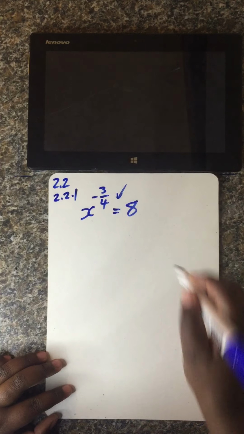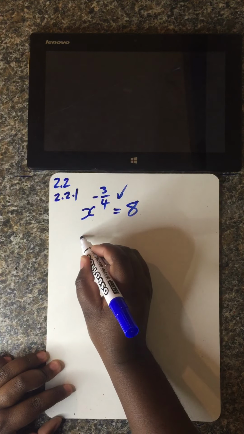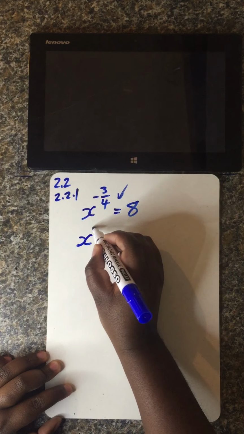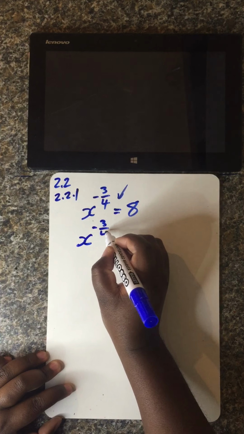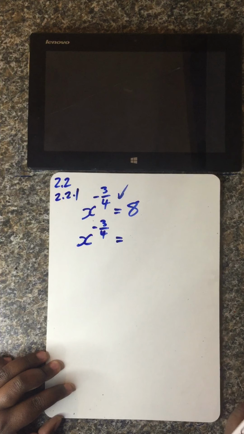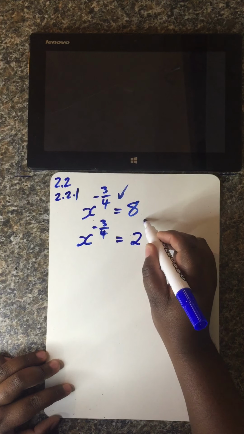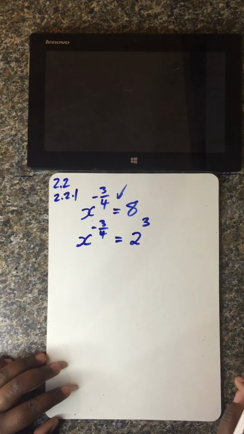Why? Because we've got an equal sign there. Okay, so let's see. This is x to the exponent negative 3 over 4. Okay, can we write that number in exponential form? I think, ladies and gentlemen, 2 to the exponent 3, it's 8.